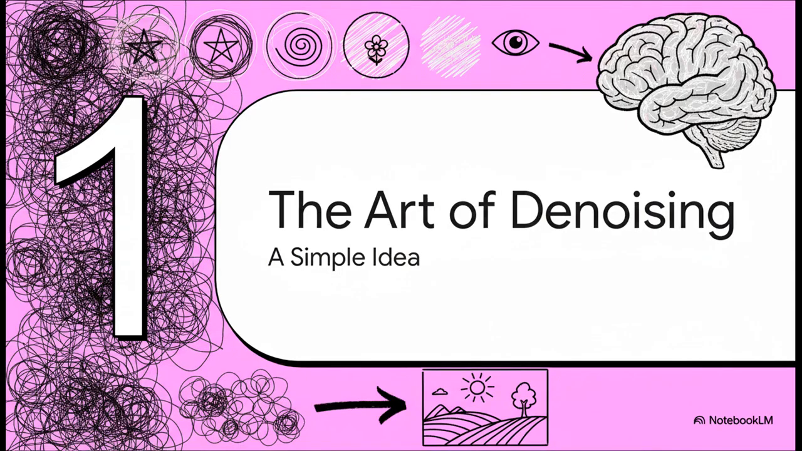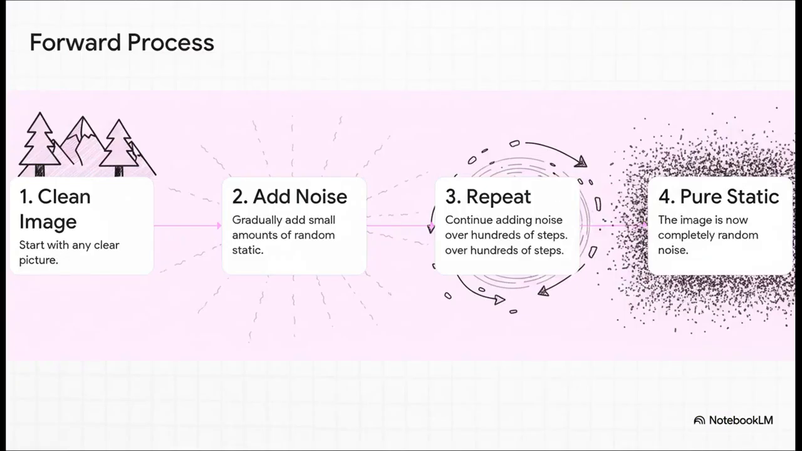When you boil it all down, the entire process really comes down to one core skill, the art of denoising. Now that might sound technical, but the basic idea is something we can all totally get our heads around. Okay, so check this out. To teach an AI how to create, you first have to teach it how to destroy. It's called the forward process.